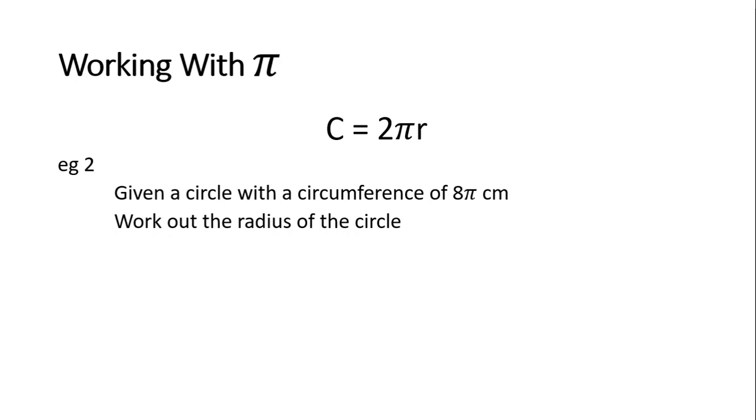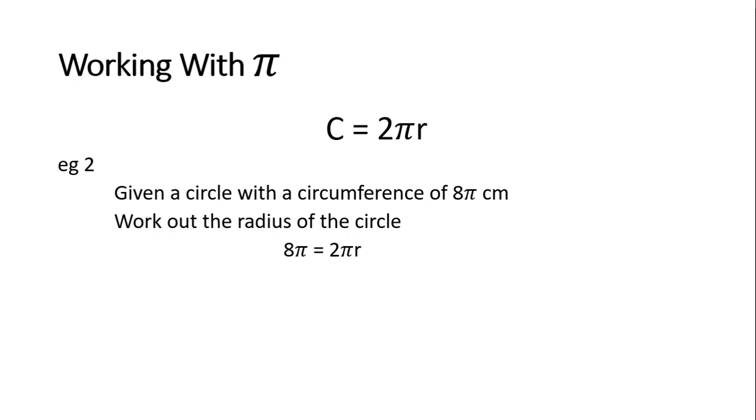Here's another example. Given a circle with a circumference of 8 pi centimeters, work out the radius of the circle. Okay, so this time they gave us the circumference. So we'll start with the circumference formula as we've got above. Circumference is equal to 2 pi r. But knowing that the circumference is 8 pi, let's put that in instead of the c. So 8 pi is equal to 2 pi r.